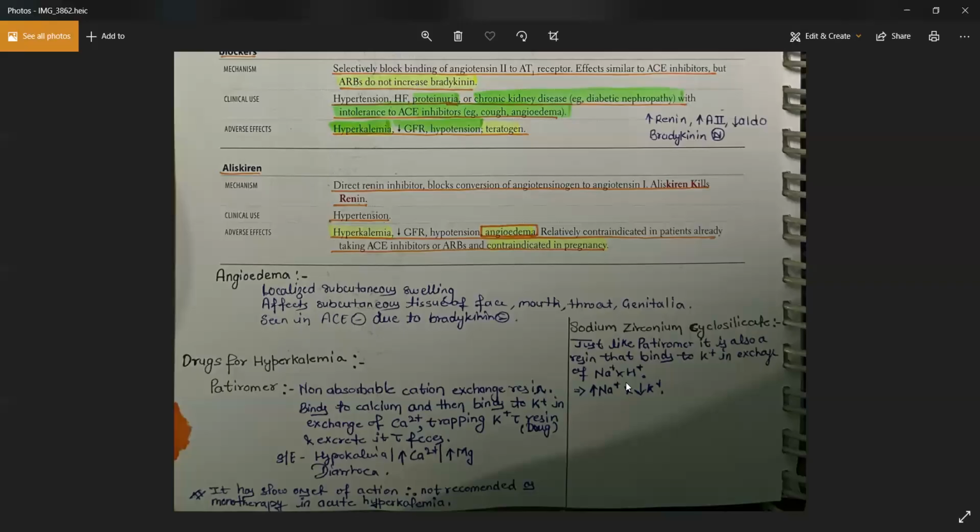So, sodium zirconium cyclosilicate. Remember this drug, and the patiromer. These two drugs are useful for hyperkalemia treatment because they will bind to the potassium in the GIT and cause the loss of potassium in the GIT. Instead, they will have a reabsorption of calcium and sodium. Any doubt on these two drugs?